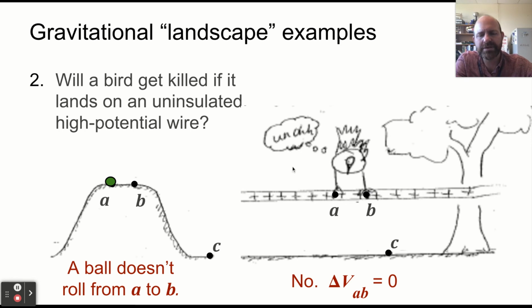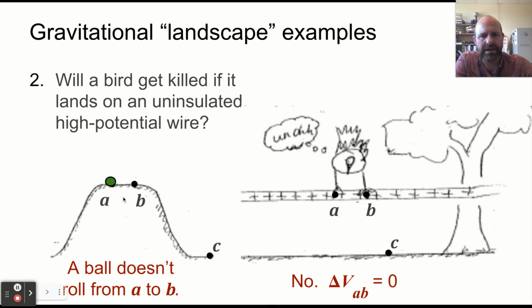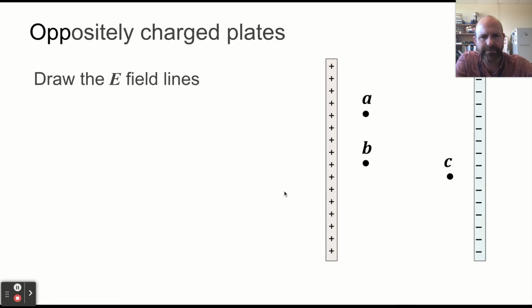All right. Now, what about between C? Well, there is a potential difference between A, B, and C. So we can also do this with oppositely charged plates. This is essentially a capacitor, and we're going to learn about those.